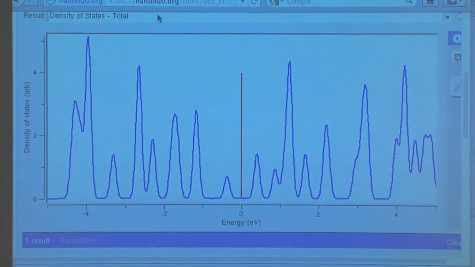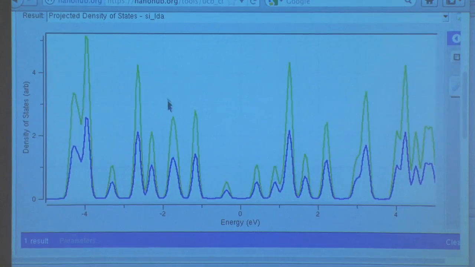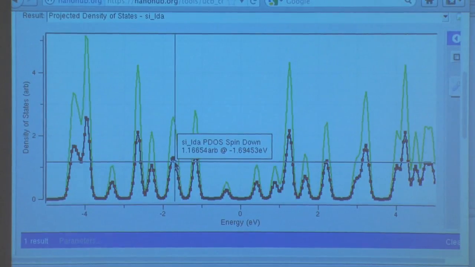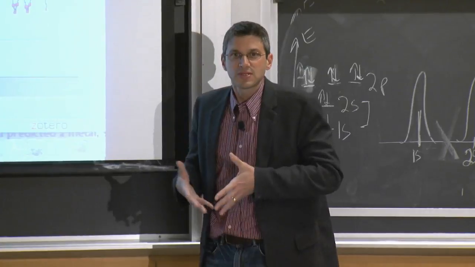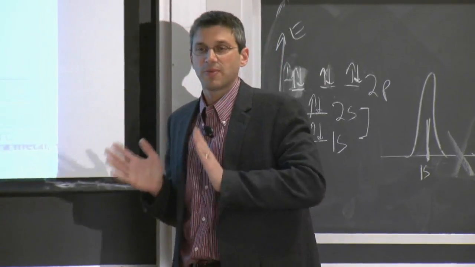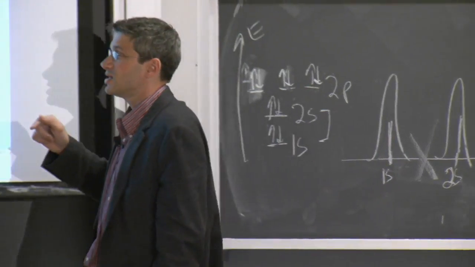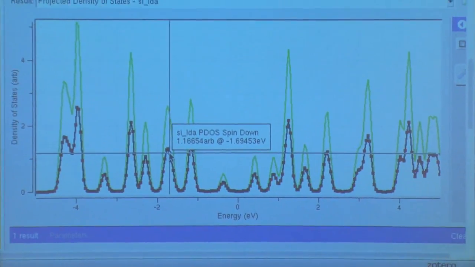But look at this. I also have here, let's see if it does this right, the total. And there, look at that. It's automatically doing what's called a projected density of states. A projected density of states is the density of states, but only for certain parts of the system, which turns out to be really interesting. Sometimes you just want to know the density of states for one type of atom. Where is that atom contributing to the states? In this case, because I did spin polarized, it's giving me the density of states for spin down and spin up separately.